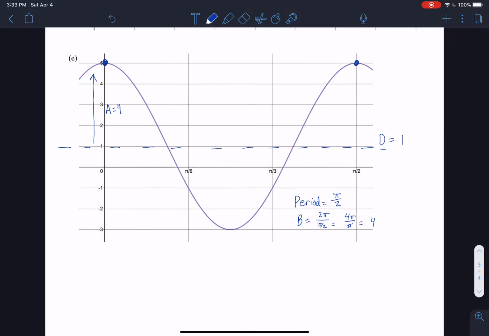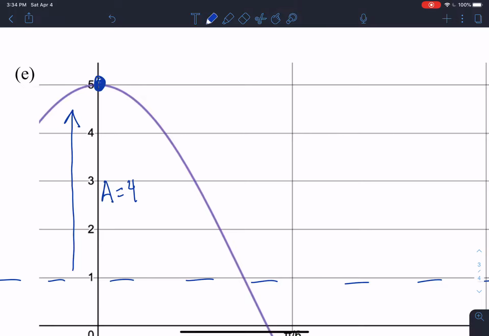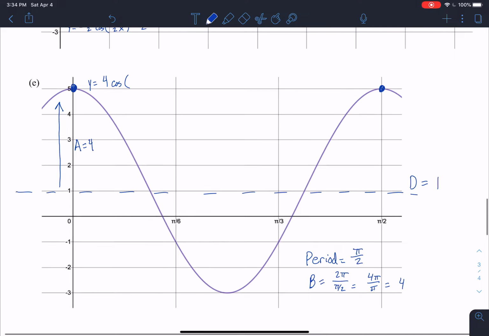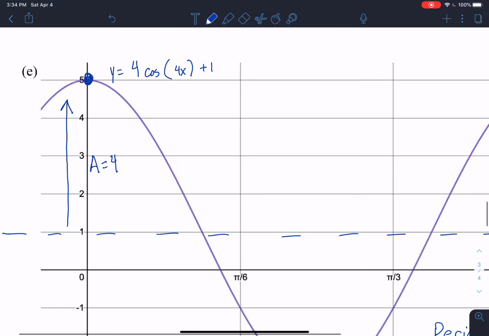So let's do, we're going to start here, the highest point. So we have y equals amplitude of 4 cosine. My B term is going to be 4x plus 1.